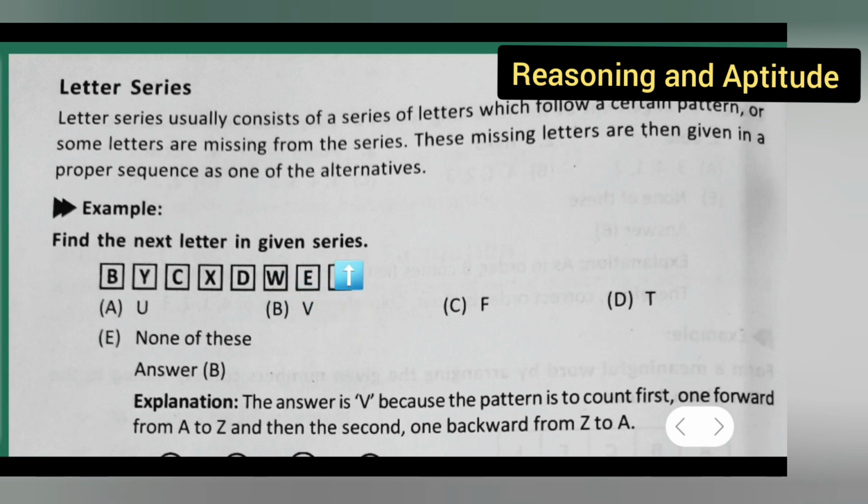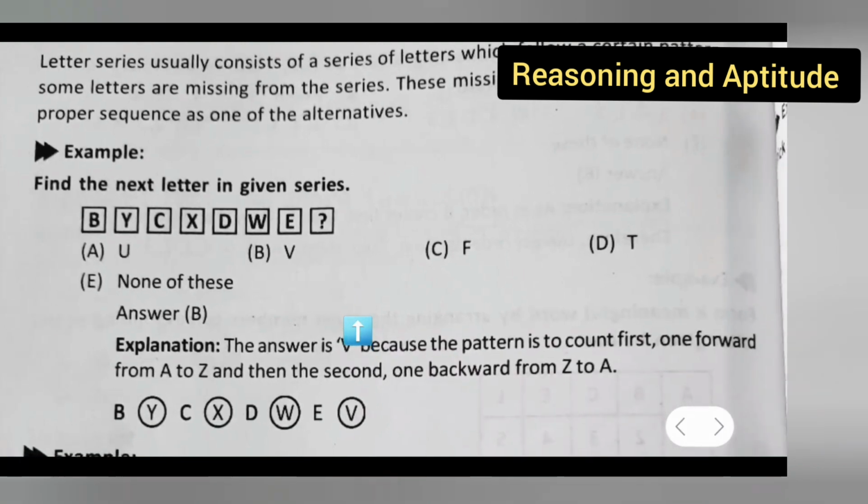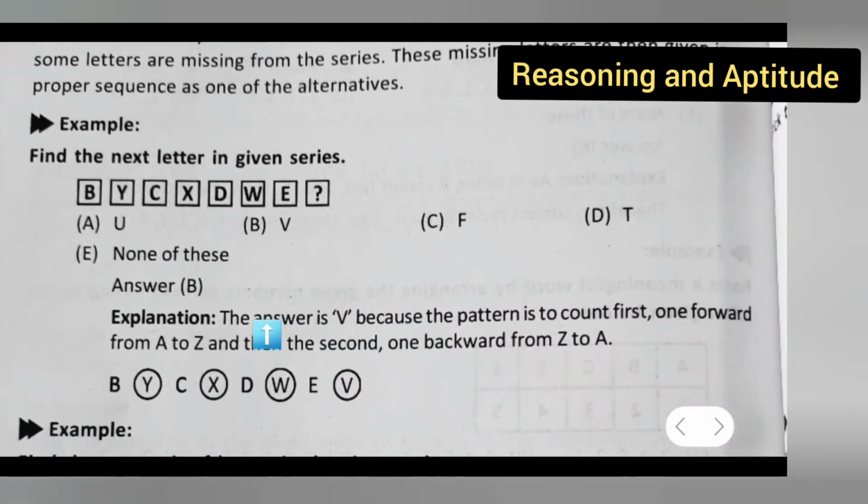Now there is the last series. How will you find it out? I have given you the explanation here only. The answer is V. Why is the answer V? Because the pattern is to count one forward from A to Z, and the second one backward from Z to A. For example, B, Y, C, X. See here, X, Y, W, V.